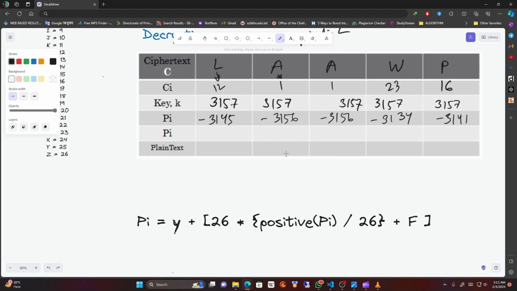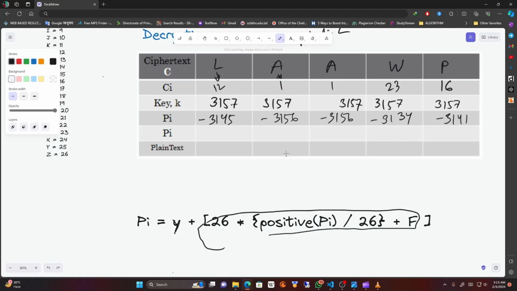Okay, y plus third bracket 26 into second bracket positive py. What is positive py? Positive py is this value. We make this into a positive value and divide it by 26 and plus f. So after dividing py by 26, if we get any fraction value, then with this equation we'll put enough number in this f so that we get the next integer value. So if we get any fraction value, we will count the next integer value.